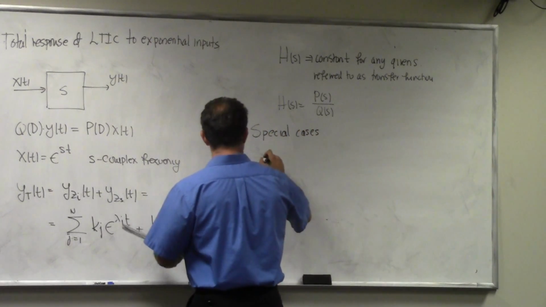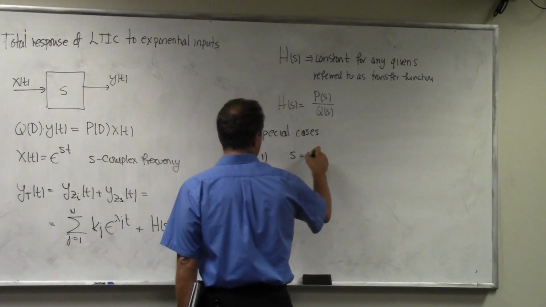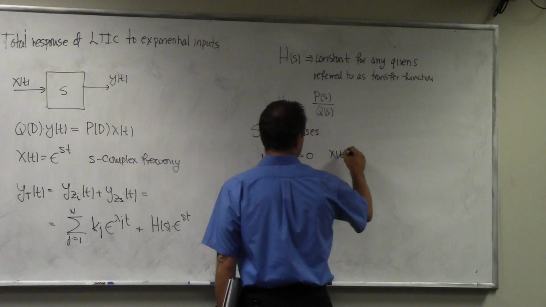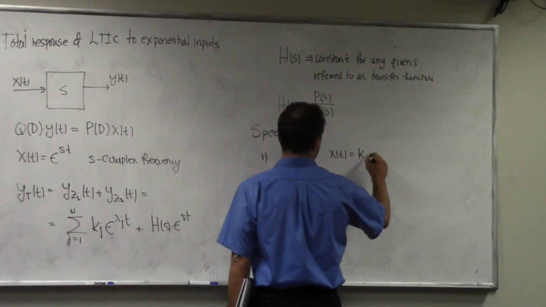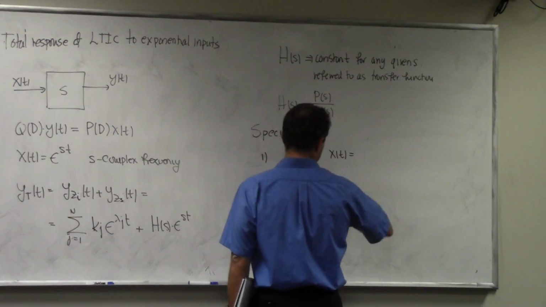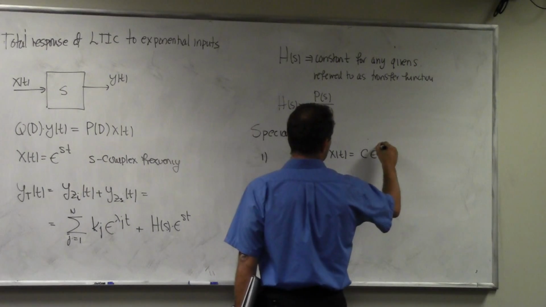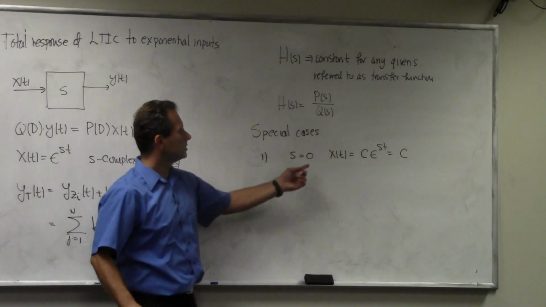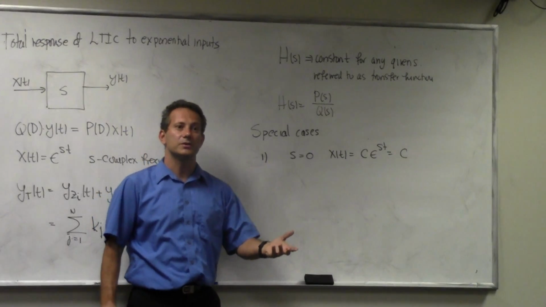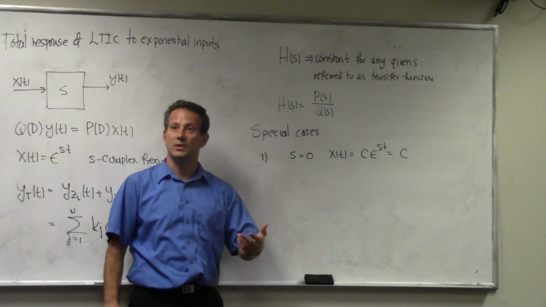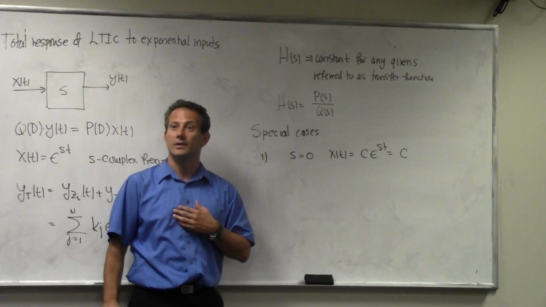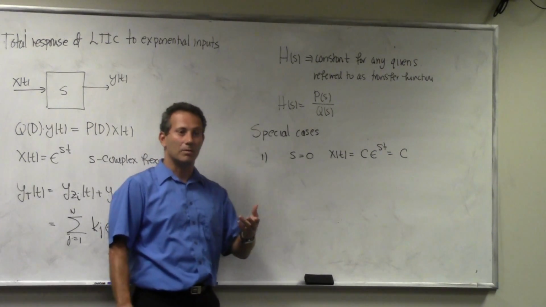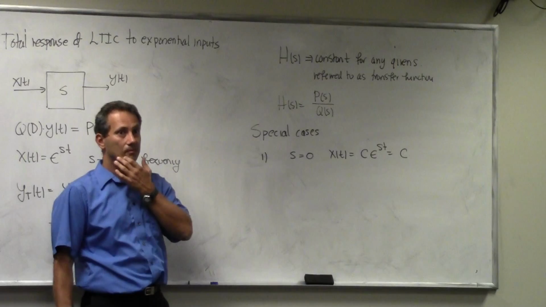Let's look at case 1. s is equal to 0. In this case, x of t, which is some constant, let me call it c e to the st, is just a constant, right? So I can see a constant as a special exponential with a complex frequency equal to 0, right? Constant is a special case of what? Exponential, right? Just a complex frequency that ends up being 0.